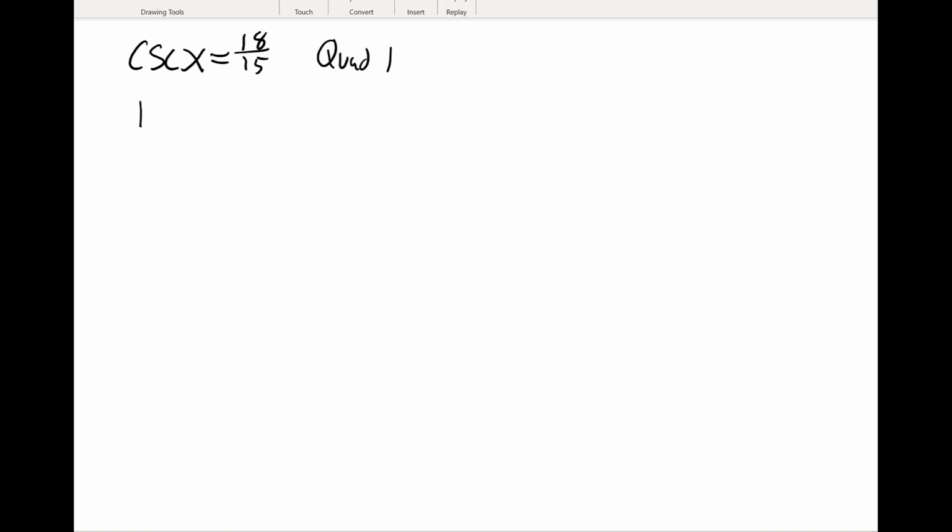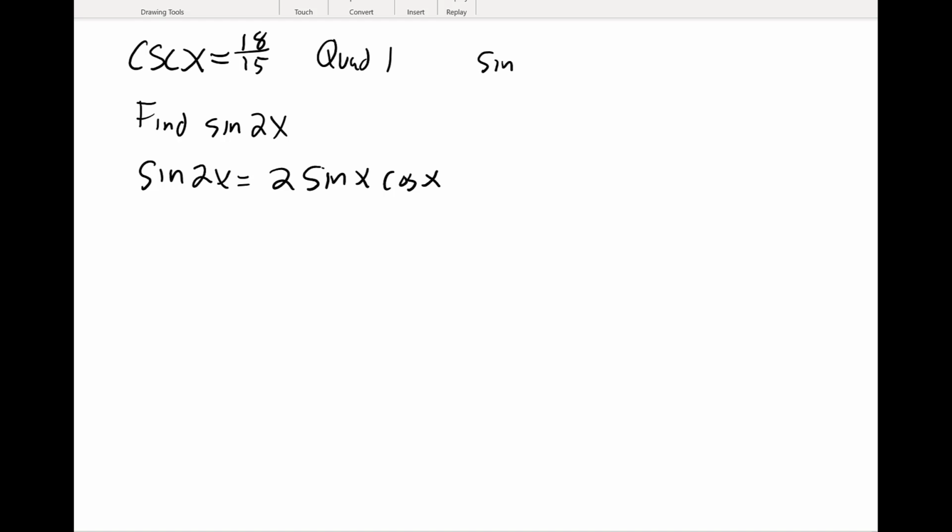We want to find sine of 2x. So sine 2x is equal to 2 times sine of x cosine of x. We already have an idea of what sine of x is. Since sine of x is 1 over cosecant x, that's 1 over 18 over 15, or 15 over 18.